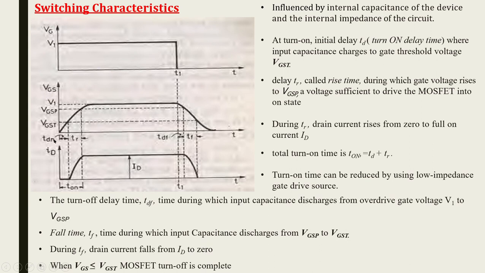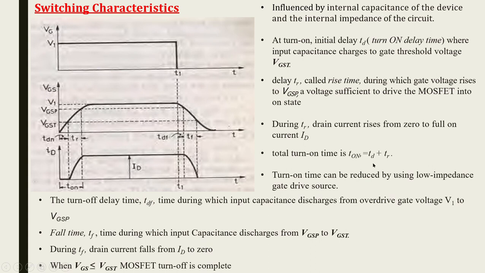Where TDN is the time for charging the input capacitance to the gate threshold value VGST, and TR is the time to increase the VGS voltage from VGST to VGSP, where VGSP is the voltage sufficient to drive the transistor in on state. Here the MOSFET is on. And turn on time can be reduced by using a low impedance gate drive circuit.